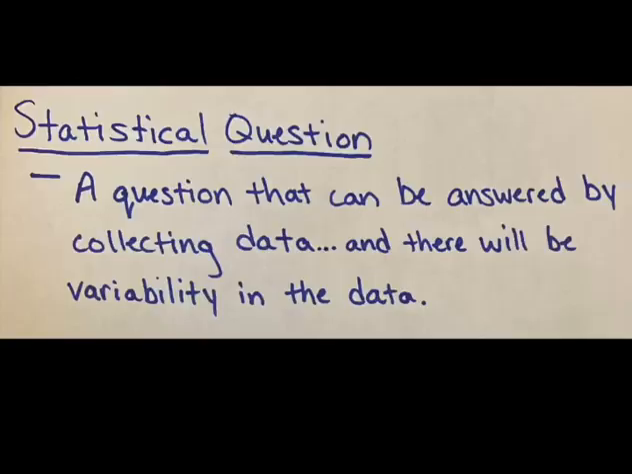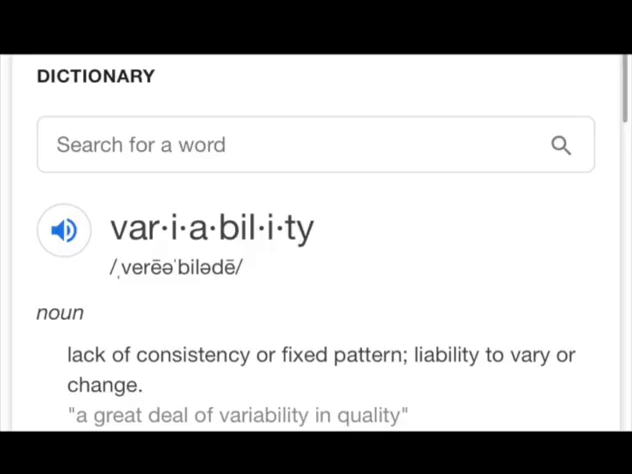In today's lesson, we are going to be talking about statistical questions, okay? First of all, we're going to define what a statistical question is. A statistical question is a question that can be answered by collecting data, and there will be variability in the data, okay? We might not know what that term variability means. I'm going to explain that next. When we look up the definition of variability, we see that it means a lack of consistency or fixed pattern.